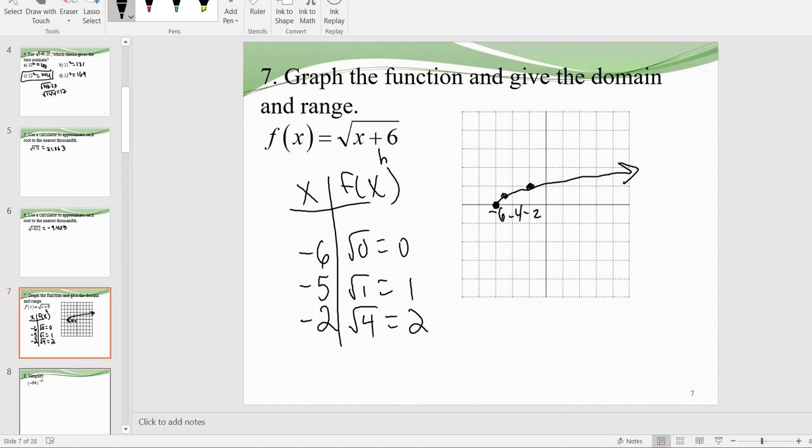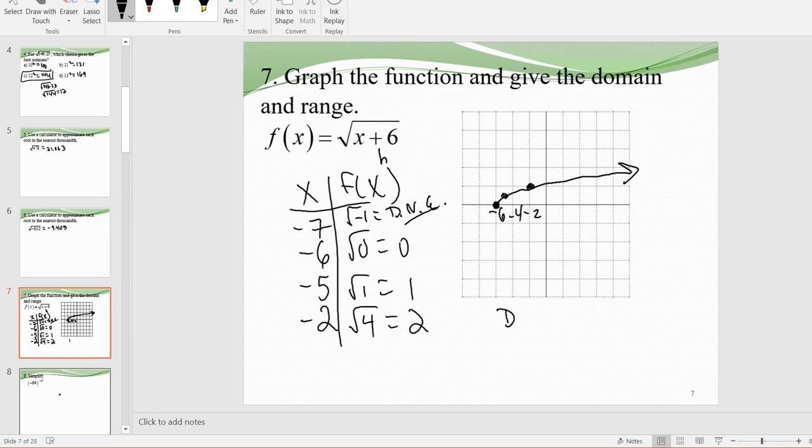It's growing very slowly. And what about at -7? Well, that would give me the square root of -1, where the graph does not exist. The idea is that we're not going to have square roots of negatives. We're not going to graph that on the real x-axis. So this is our graph.